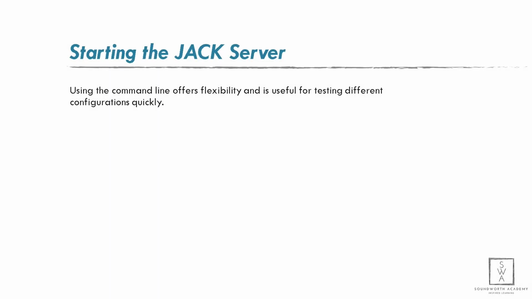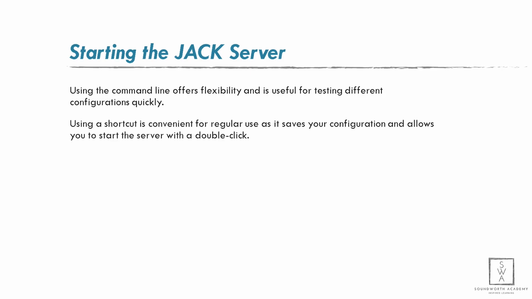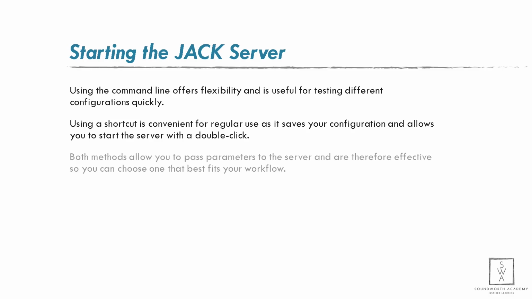Using the command line offers flexibility and is useful for testing different configurations quickly. Using a shortcut is convenient for regular use as it saves your configuration and allows you to start the server with a double click. Both methods allow you to pass parameters to the server and are therefore effective, so you can choose one that best fits your workflow.